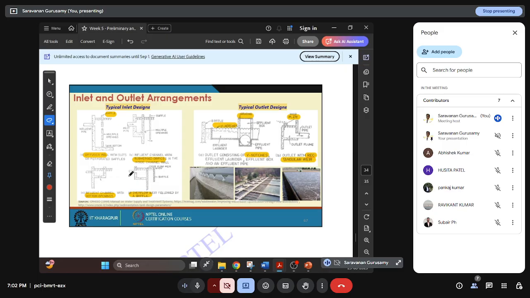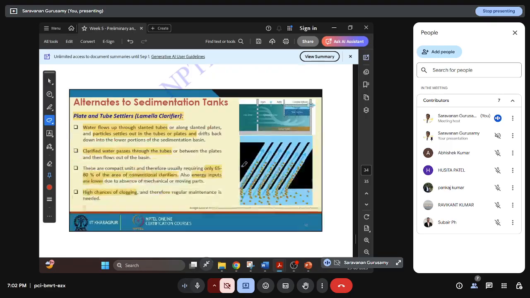Then we have to do the inlet and outlet arrangement. Inlet you can design in a baffle format, diffusion format, or submerged orifice. Water will come through this and then it will enter into this. That's a submerged orifice. Or overflow like a weir. Outlet will be of V notch. It will go out through the weir. And gratings, plates you can arrange, so that water will not be disturbed. Settled matter should not enter again. That's the major thing we have to think.